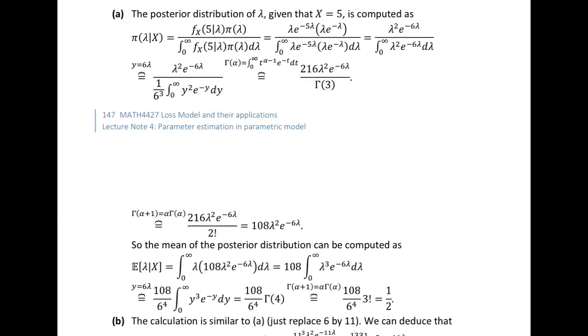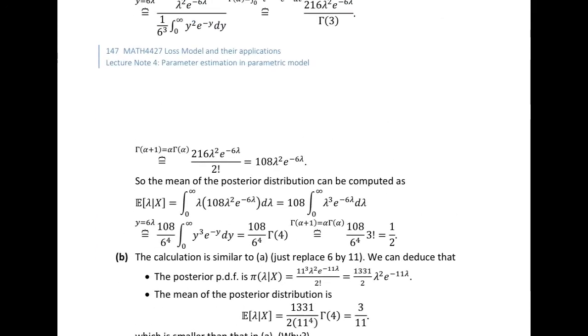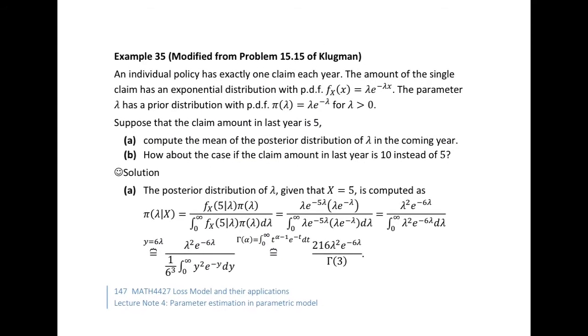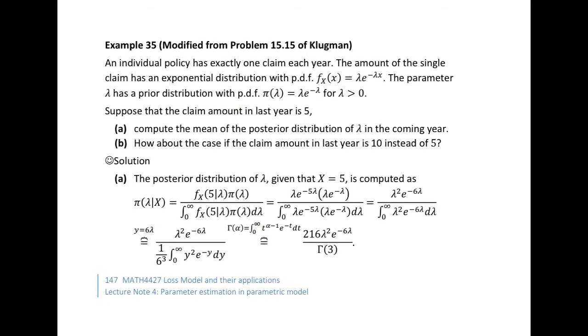Now let us look at example 35. This is again another example about Bayesian estimation. In this example, we consider a particular individual policy, and you are given that there will be exactly 1 claim each year. You are also given that for this claim event, the loss amount of this single claim has an exponential distribution with this PDF.